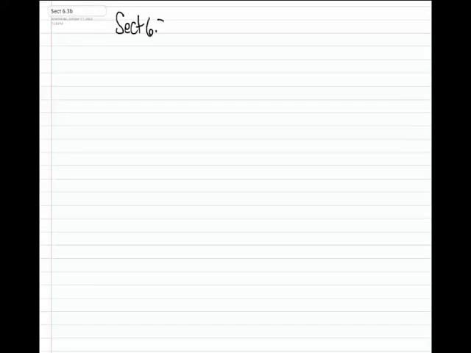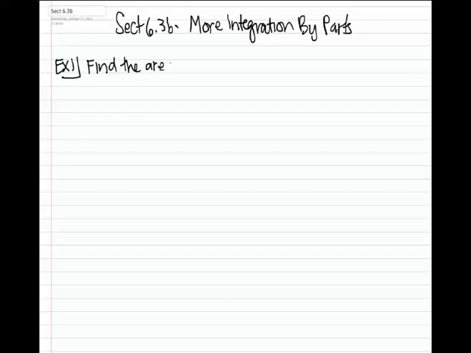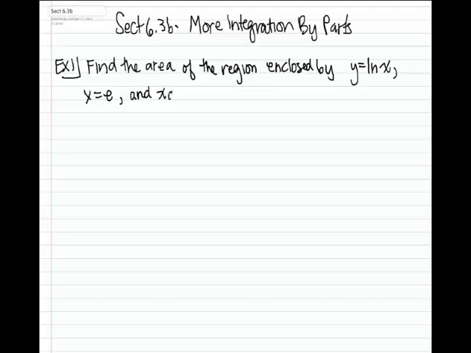Alright, we've got section 6.3b, more integration by parts. We're going to start off today with an example involving area under the curve. I want to find the area of the region enclosed by y equals ln of x, x equals e, and the x-axis.